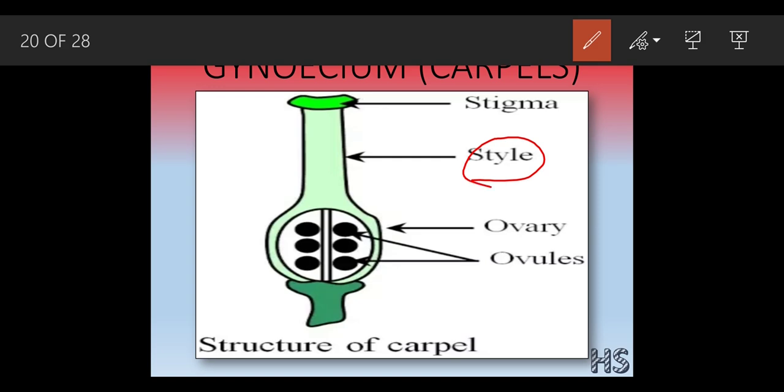Now we will move to the next part, that is the style. Let's understand this style. What is this style? It's a stalk which connects the stigma and the ovary. So the style is the part which holds the stigma and also holds the ovary.